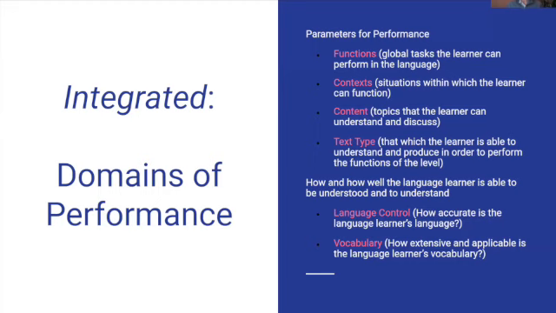But basically, there are the functions, so things that they're able to do with the language. So tasks that they can perform. And then context has to do with situations where they can function. So you might have someone who does great at the dinner table with the family, but they would have a really hard time in a train station just because it's a very unfamiliar context.